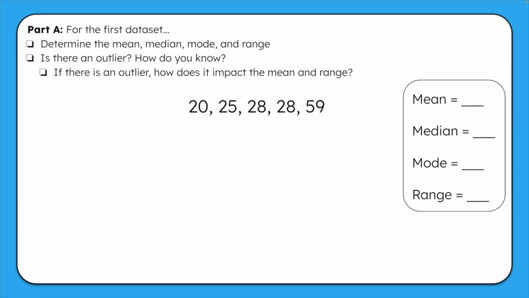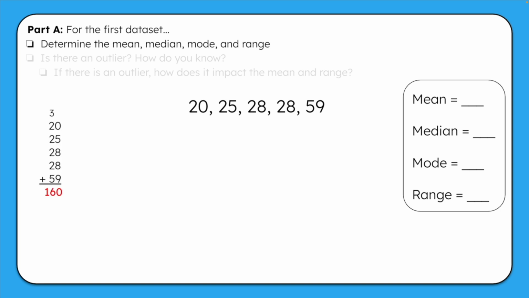Let's go over Part A of the challenge. The first question asks us to start by finding the mean. First, we need to add up all the values in the dataset. 20 plus 25 plus 28 plus another 28 plus 59 equals 160.